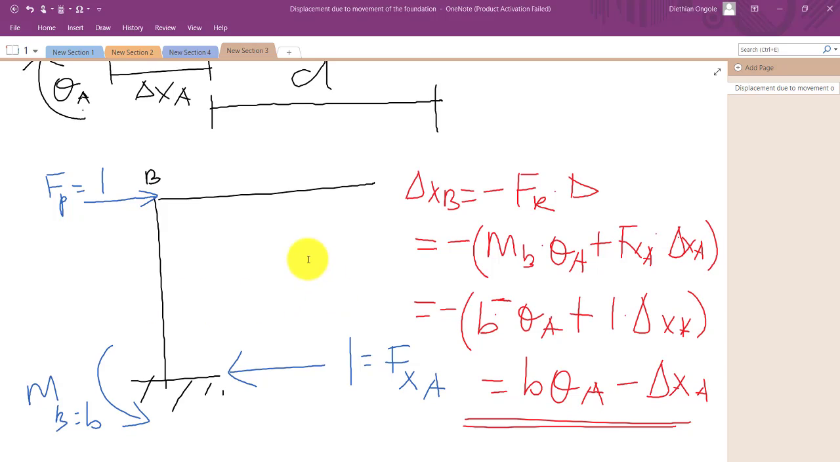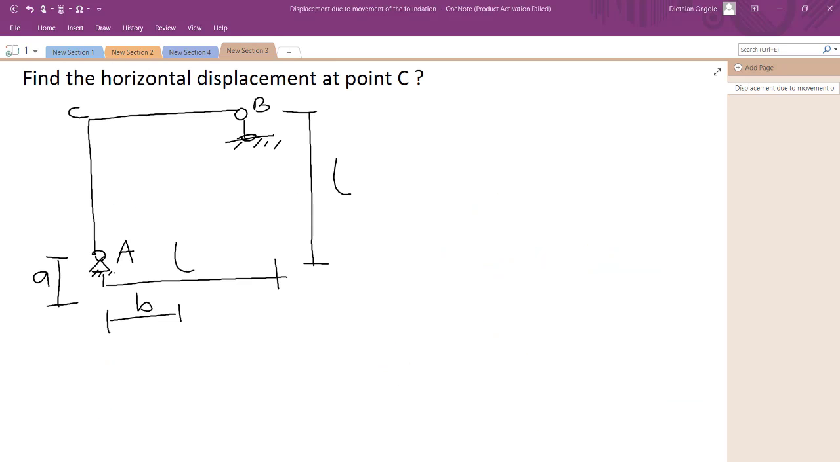Likewise, let's say we assume that the question had required us to find the vertical displacement at point B or at point C. The same steps are required, but now our unit force would be placed in the vertical direction. You can try that out and see the answer that you come up with. Here comes our second example. It says, find the horizontal displacement at point C.